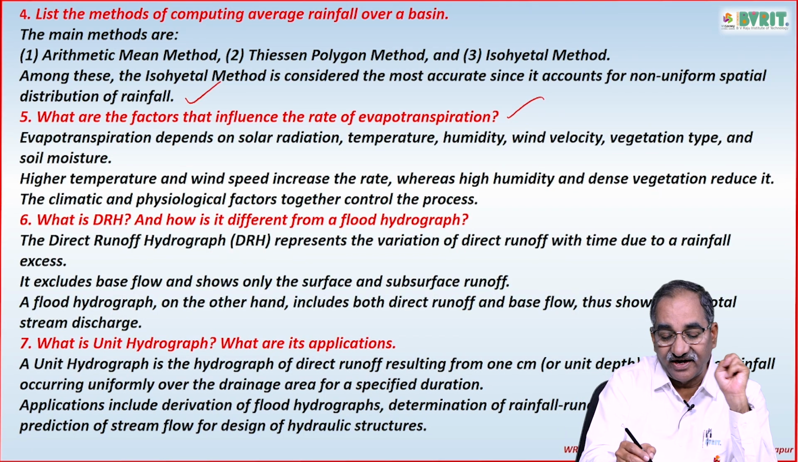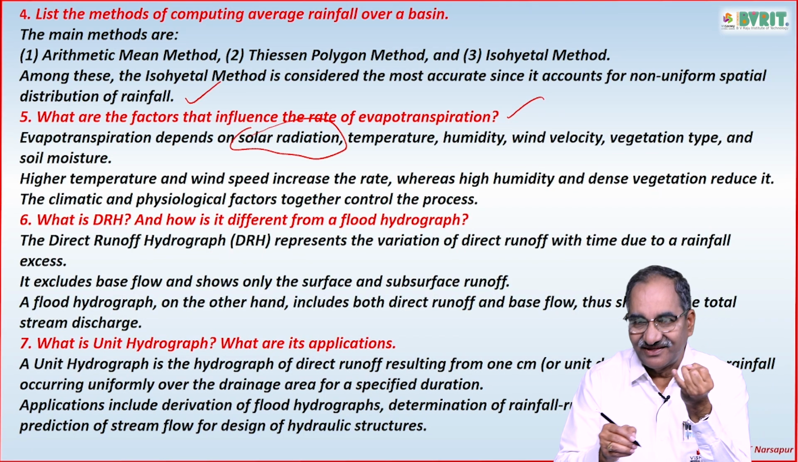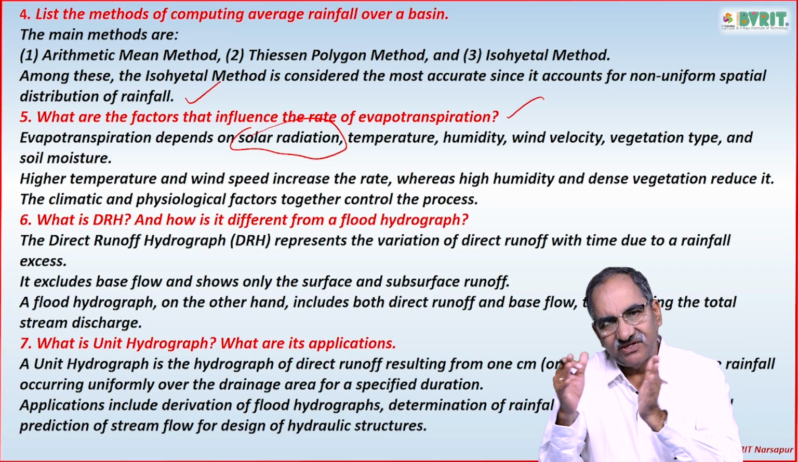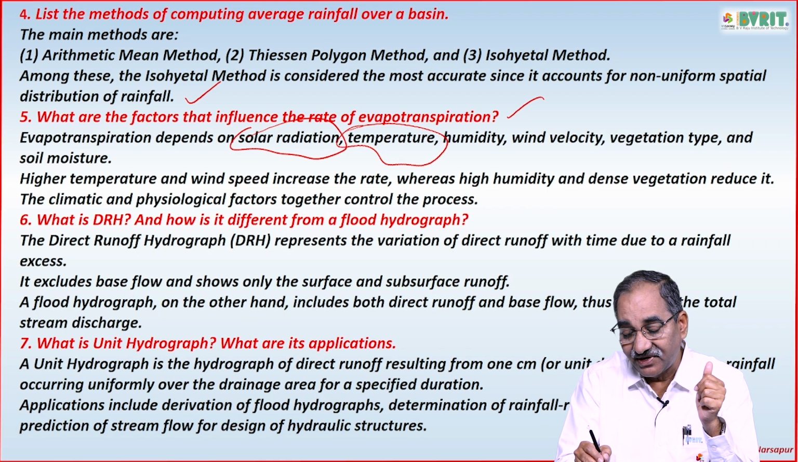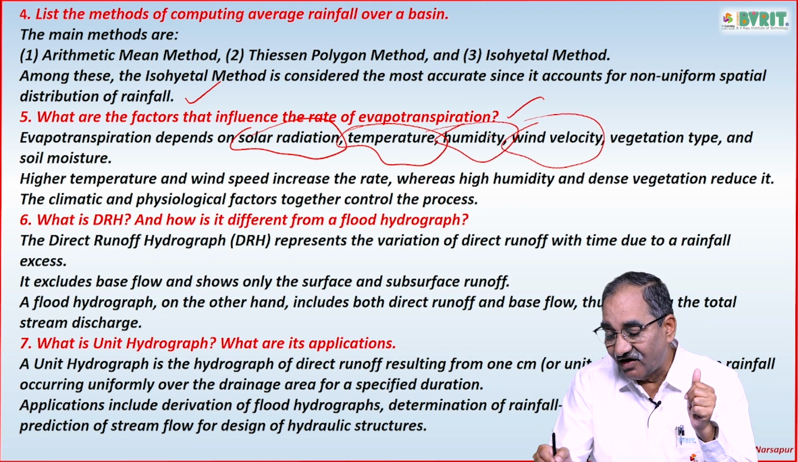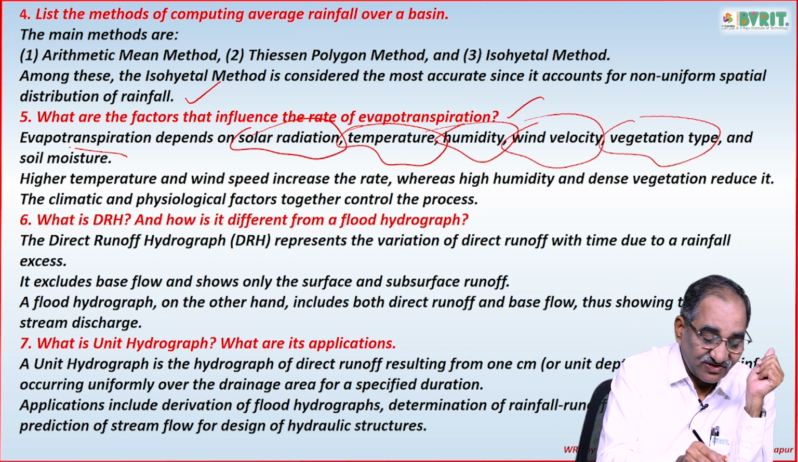What are the factors that influence the rate of evapotranspiration? Evapotranspiration is nothing but evaporation plus transpiration. So it depends on solar radiation, of course temperature, humidity, wind velocity, the vegetation type and soil moisture.